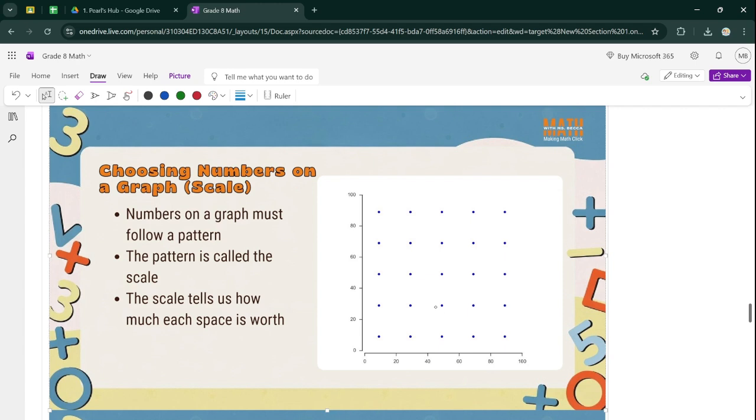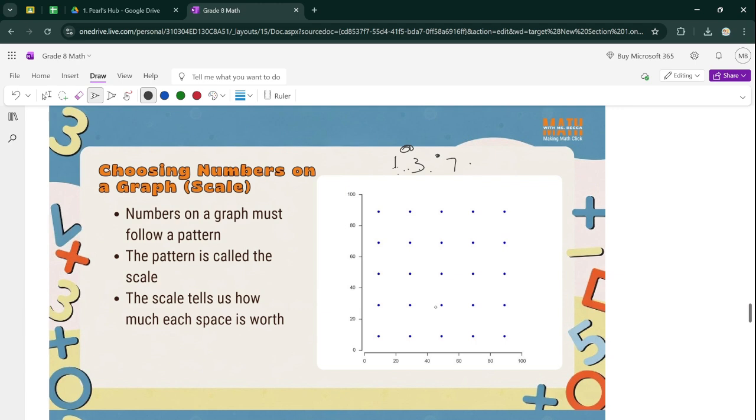Now, we will be talking about choosing numbers on a graph, and it is called scale. When we draw a graph, we don't just write random numbers. Each space on a graph must mean the same amount. You don't just write 1, 3, then jump to 7. No. The difference between two numbers, the space on the graph, must be the same. There must be the same space. So the pattern is called the scale.